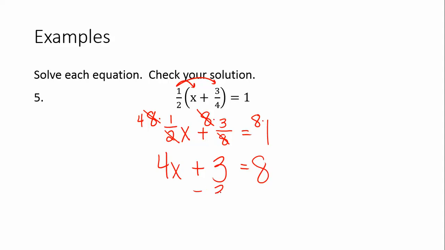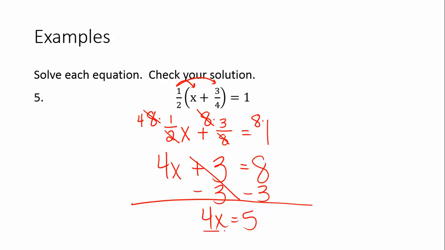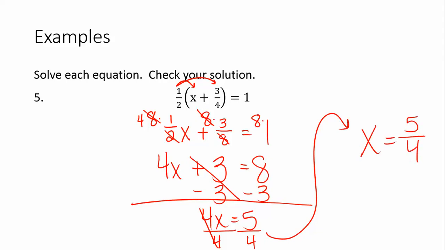So we're going to subtract 3 from both sides. 4x equals 5, and I'm going to divide both sides by 4. x equals 5 over 4, or you can rewrite it as 1 and 1/4.